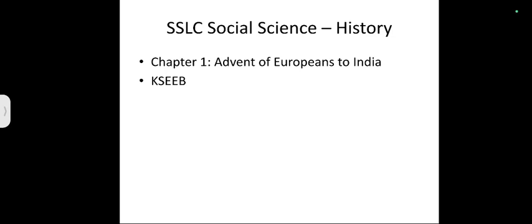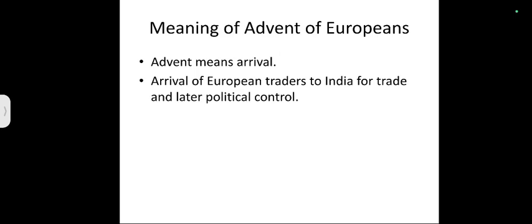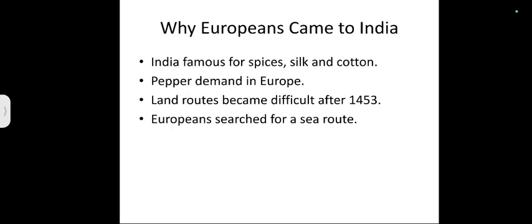Hi students, good morning. Today we will discuss the social science history topic, the first chapter, the advent of Europeans to India, which is there for 10th standard social science in the history part. Advent means the arrival of the European traders to India for trade, and later they took political control, how they controlled political power. And after this, we will see why Europeans came to India.